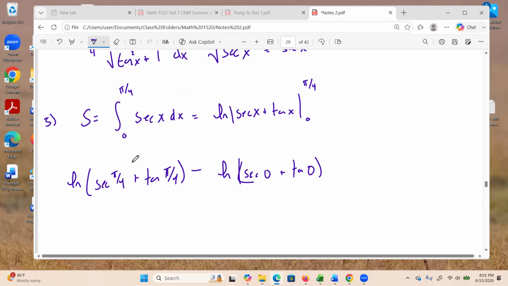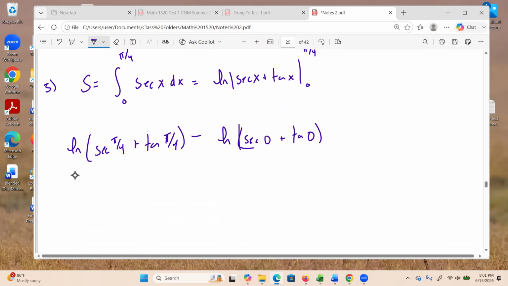Go back to letters. So secant of pi over 4, remember your unit circles, right? Secant is 1 over cosine. Cosine of pi over 4, you should know this one. It's 1 over the square root of 2. So secant is going to be the square root of 2. You still have a natural log. Tangent of pi over 4, go back to your unit circles, is 1, so plus 1. Minus natural log of secant of 0, which is 1, because it's 1 over cosine and cosine of 0 is 1, plus 0. Natural log of 1 plus 0. Natural log of 1 is 0.